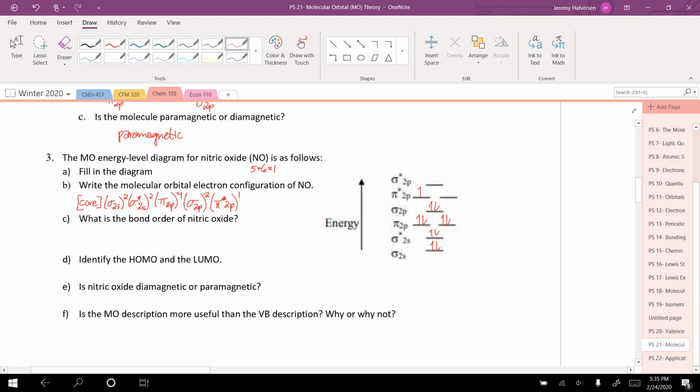All right, what's the bond order? Okay, bonding minus anti-bonding divided by 2. Bonding, we've got 1, 2, 3, 4, 5, 6, 7, 8. Anti-bonding, we've got 3. Divided by 2 gives us 2.5.